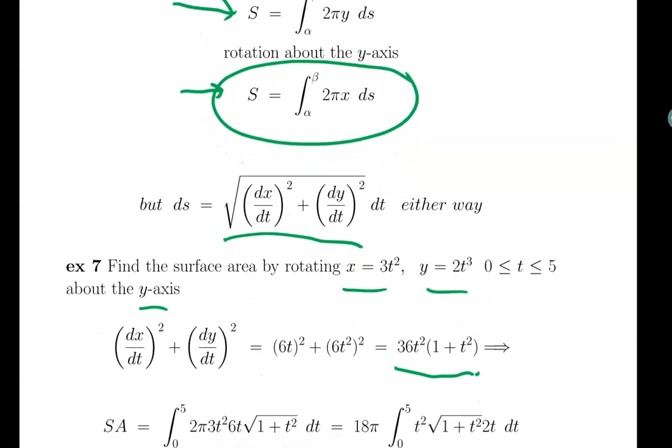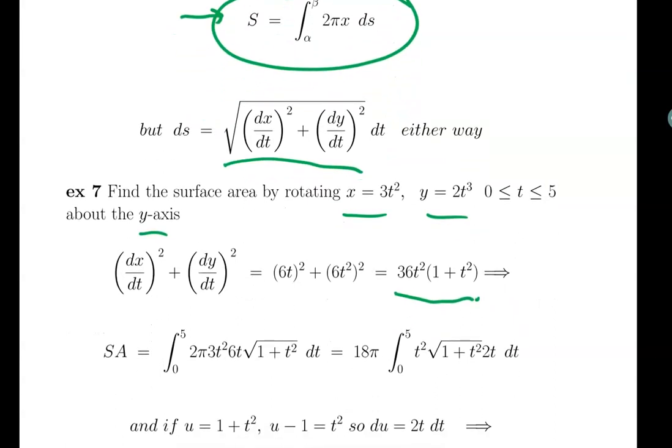Okay, after I factor out a 36t squared. Notice that I factor this all the way out of the radical, and it becomes 6t. That's where that comes from. This is my x, right? It's 3t squared, and that, of course, is the 2 pi. And the 0 to 5 is given.